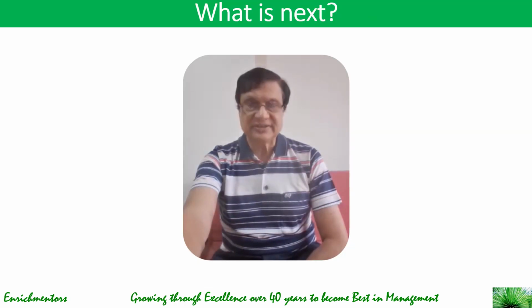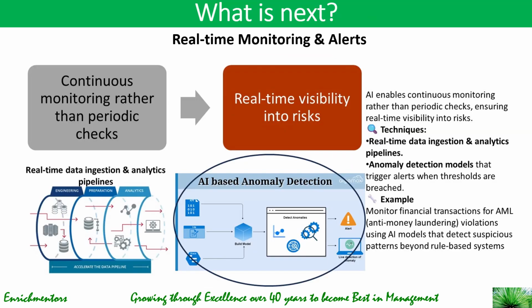Now, what do we do next? In the next one, we will look at the second part of real-time monitoring and alerts, which is using the AI-based anomaly system that triggers alerts when thresholds are breached. So how do we do that? We will take a look at it in the next lecture.